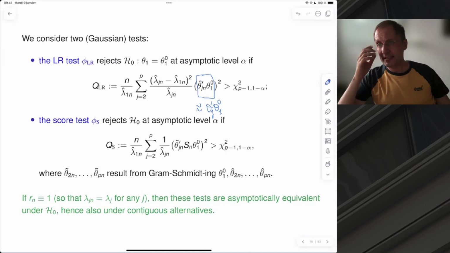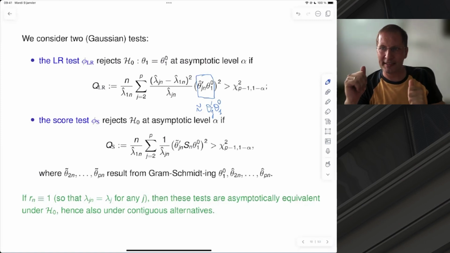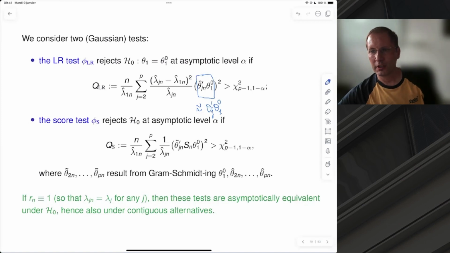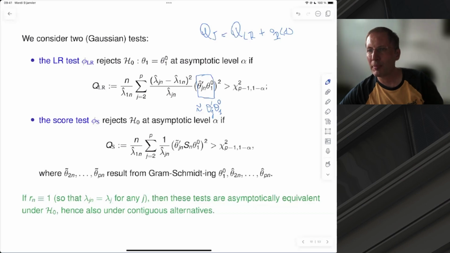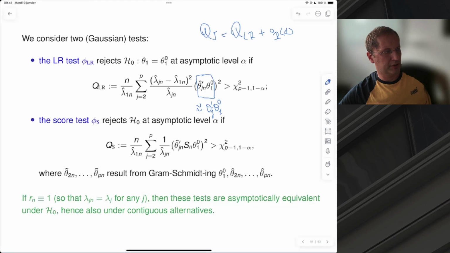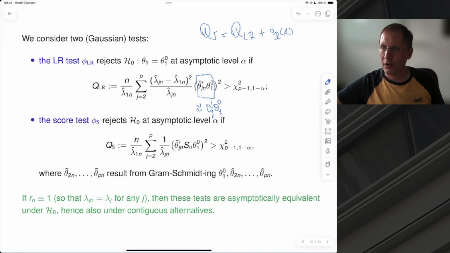But what I want to say is that in the classical framework where eigenvalues remain fixed forever, they don't depend on n again, those two test statistics are perfectly equivalent under the null. So in mathematical terms, the second one, say, is equal to the first one plus something that will converge to 0 in probability, right? So under the null, they behave in the exact same way, and also under local alternatives that are contiguous to the null hypothesis, they will show the same power. So in every standard textbook, one would consider those two tests as equivalent asymptotically.